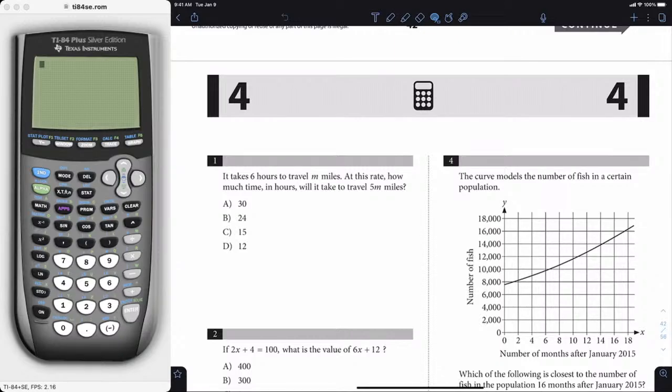I'm not sure if anyone is in the stream currently, but that's alright. I'm going to be going through the May 2021 calculator section SAT.